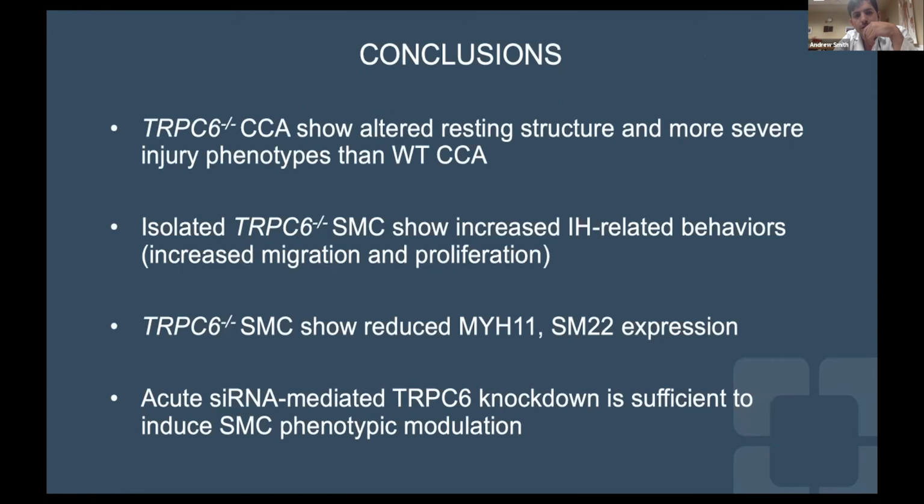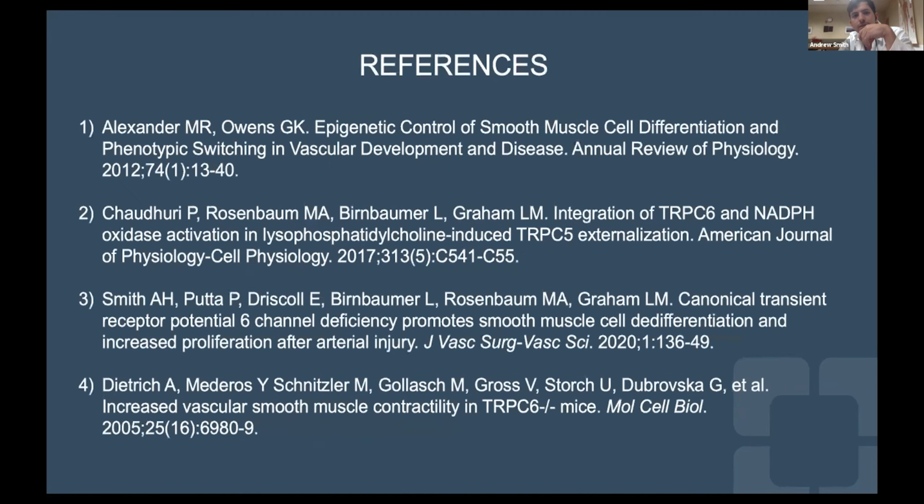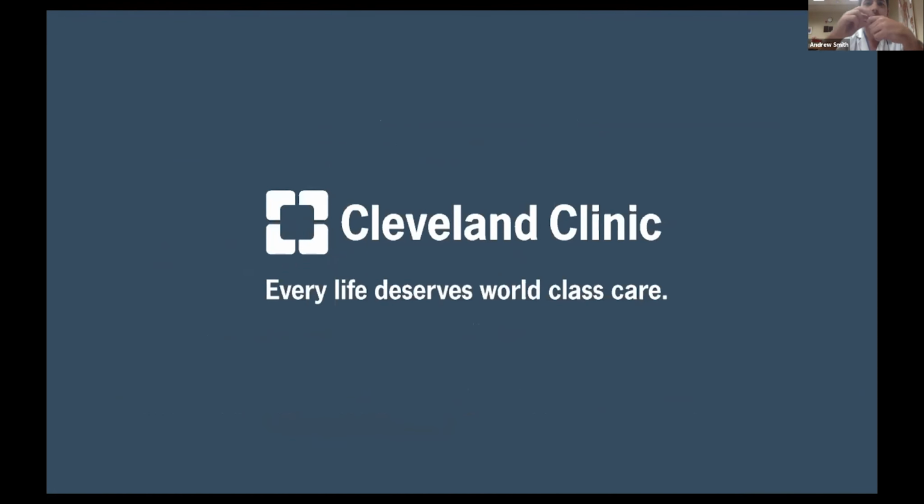In summary and conclusion, we demonstrate that TRP6 knockout common carotid arteries show altered resting structure and more severe injury phenotypes than wild-type common carotid arteries, and that isolated TRP6 knockout smooth muscle cells show an increase in intimal hyperplasia-related behaviors, as well as a decrease in the expression of contractile biomarkers. Moreover, acute siRNA-mediated knockdown of TRP6 is sufficient to induce smooth muscle cell phenotypic modulation, and these results suggest that TRP6 may be an important therapeutic target for stabilization of the contractile phenotype after arterial injury to reduce neointimal hyperplasia. These are references. Thank you. I'm happy to take any questions.